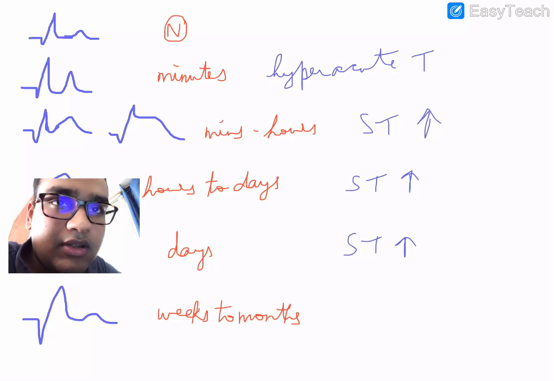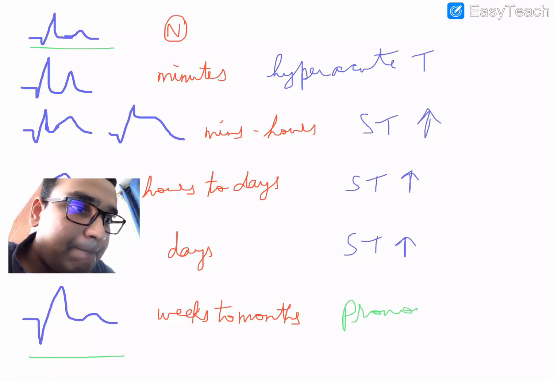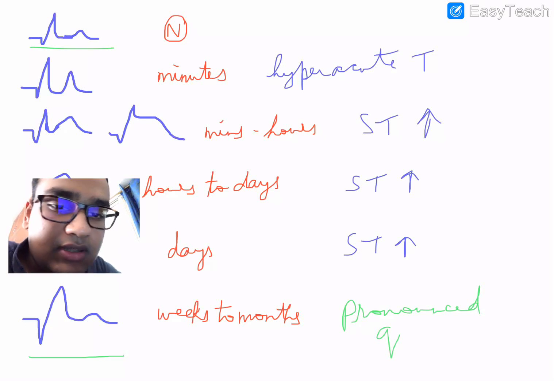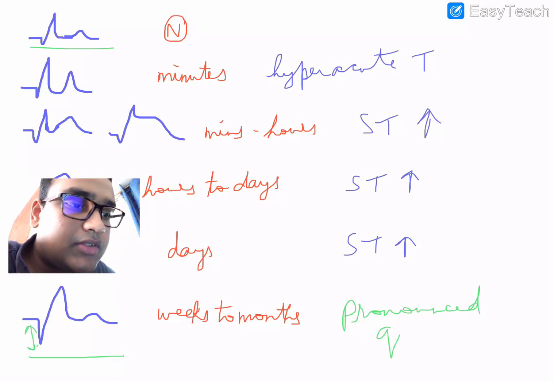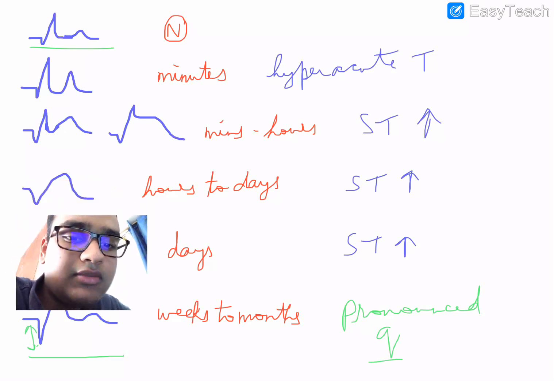So what is the difference between a post-MI ECG and a normal ECG? Here there is a pronounced Q wave. As you can see, this Q wave is more pronounced in a post-MI ECG compared to a normal ECG. So this is what you have to know.